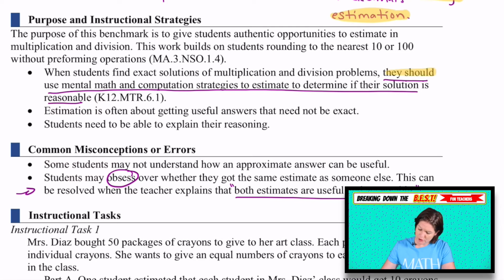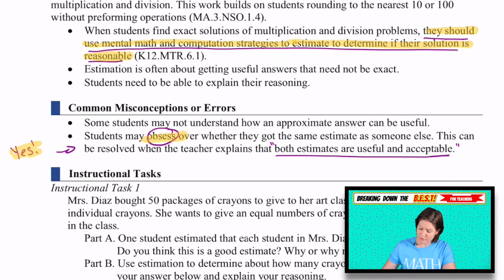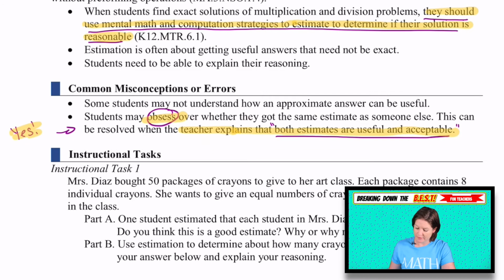This jumped out at me. They should use mental math and computation strategies to estimate to determine if the solution is reasonable. That's the whole point. So we're really using the standard to make it clear that estimation is important. They've mentioned that students may obsess over whether they got the same estimation. And that's the cool thing about estimating, you might estimate numbers a little bit differently than somebody next to you. But yes, right there, it's our job as teachers to explain that both estimates can be useful and acceptable. So I like that they added that there.